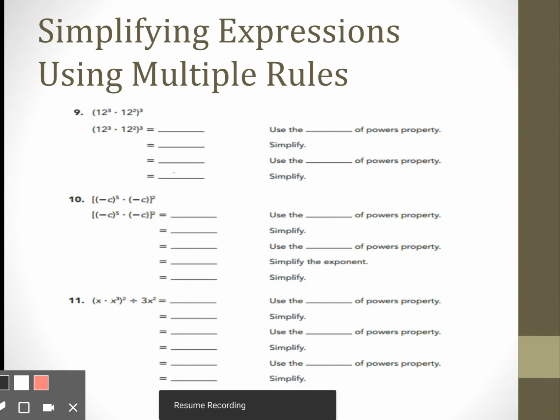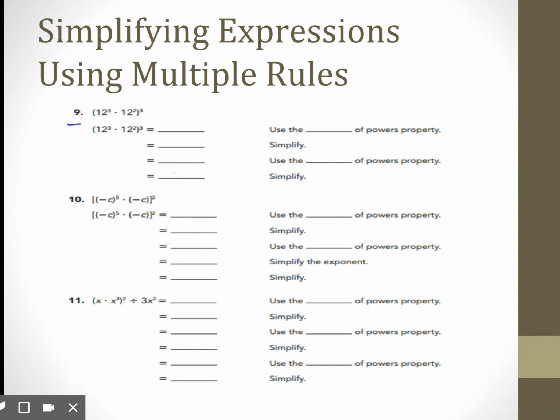All right, let's do some example problems here. Here we have in number 9, 12 to the third power times 12 to the second power, all raised to the third power. Because of following the order of operations, I am first going to apply the product of powers property. So that product of powers property tells me that I am going to do what's in my parentheses, keep my base of 12, and add my exponents of 3 and 2. And I'll keep that exponent of 3 on the outside.